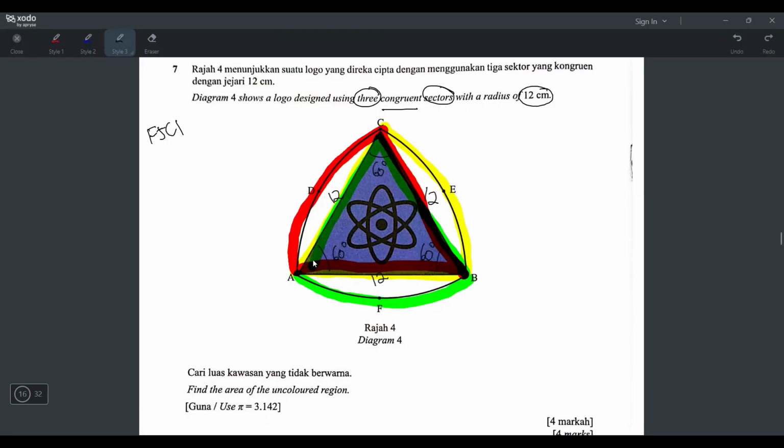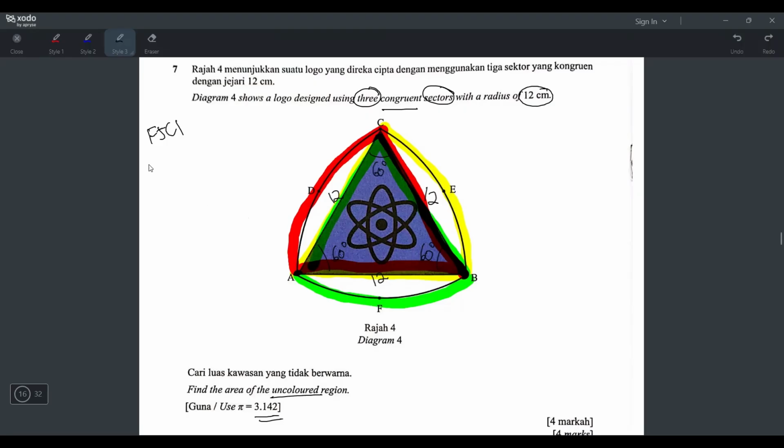Okay, but let's see what the soalan wants. Find the area of uncolored region, and they say use pi 3.142. So the uncolored region will be here, here, and here, right? So how do you find that? Okay, I think I will do it like this. I will just find, because this is called a segment, right? So since all three sectors are congruent, it means that these three segments will be the same size also. It will be exactly the same size. So I will just find the area of one segment and then times 3. Yeah, that's the plan now.